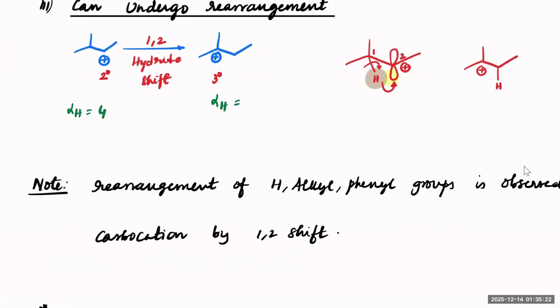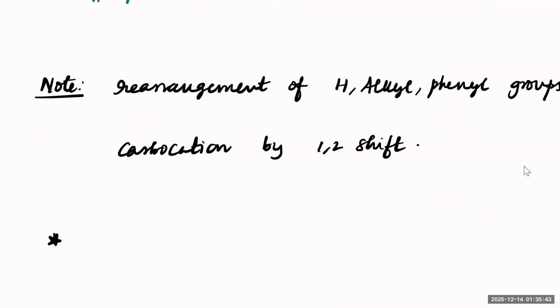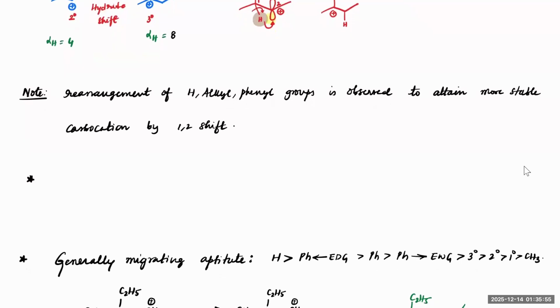Now what happened? Earlier, if you notice, the number of alpha hydrogens which are stabilizing by hyperconjugation are 4. And now if you notice the number of alpha hydrogens, how many do we have? Here we have 3, 3 and 2. So total 8. So the number of alpha hydrogens have increased. In fact, the stability of carbocation should be in the direction where the number of alpha hydrogens are progressively increasing. Okay. Now, rearrangement of hydrogen, that is hydride, alkyl, phenyl groups is observed to generally attain a 1-2 shift happening.